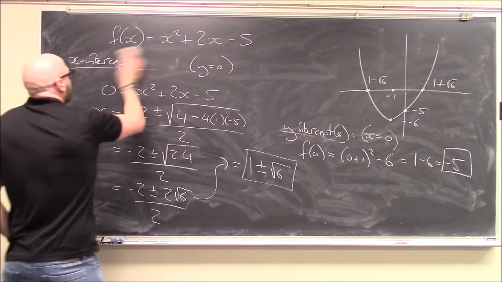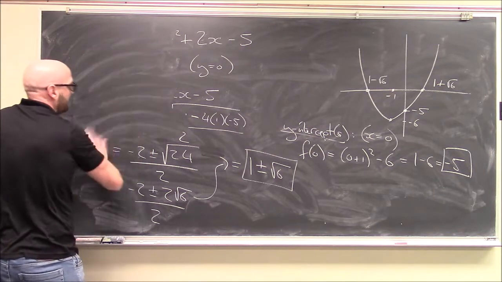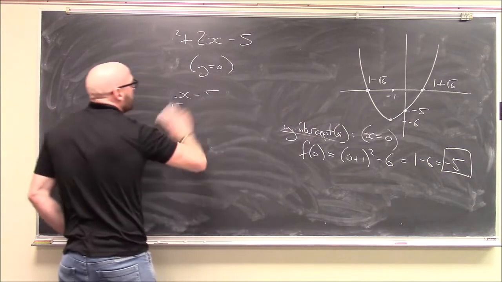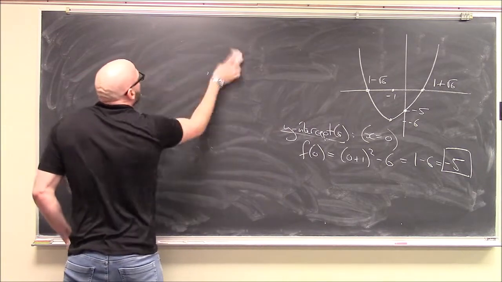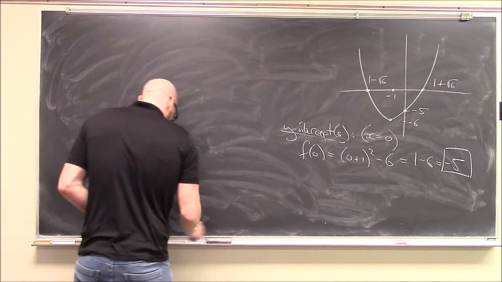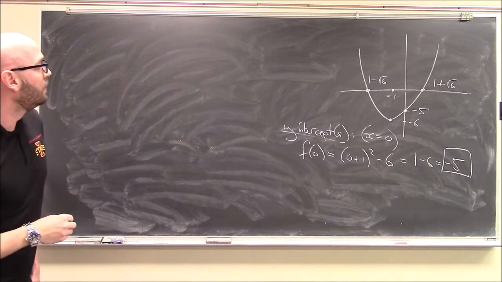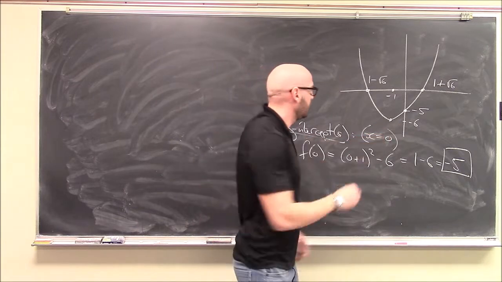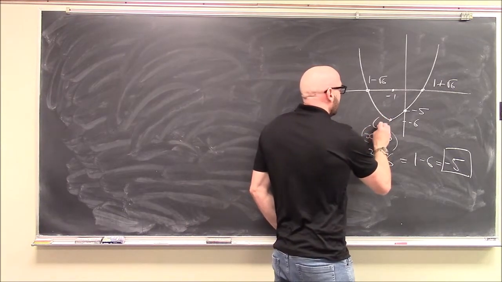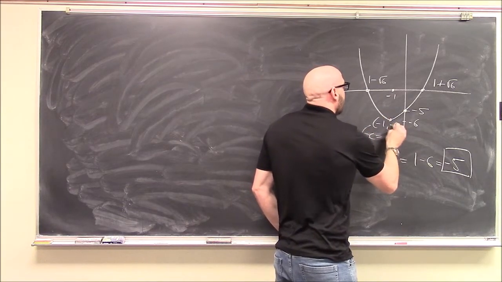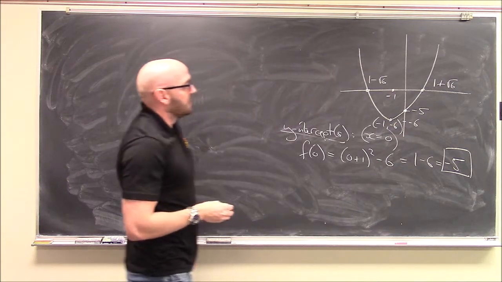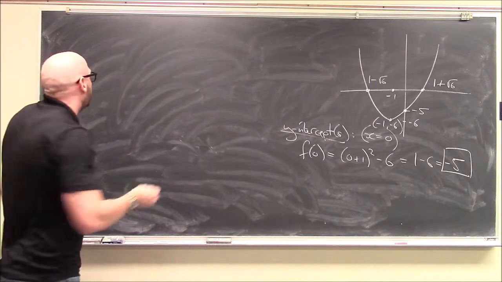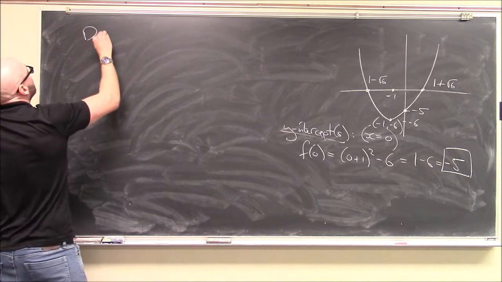What else might you want to do with this? Someone might ask you, so we've already answered this question, where's the vertex? The vertex is at minus 1 and minus 6. We've answered the question, does it open up or down? We've found the x-intercepts, the y-intercepts. Someone might ask you, what's the domain and what's the range?